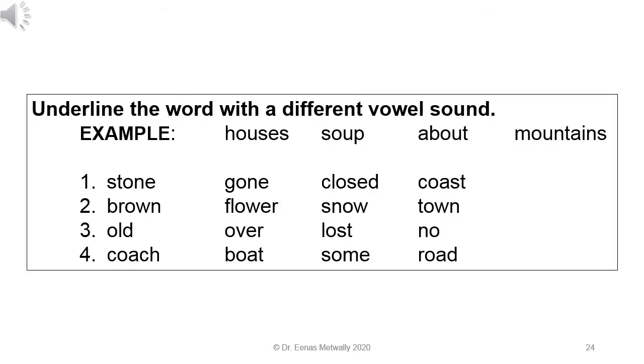Underline the word with a different vowel sound. Is soup, is soup, about, mountains. 1, stone, gone, closed, coast. 2, brown, flower, snow, town. 3, old, over, lost, no. 4, coach, boat, some, road.